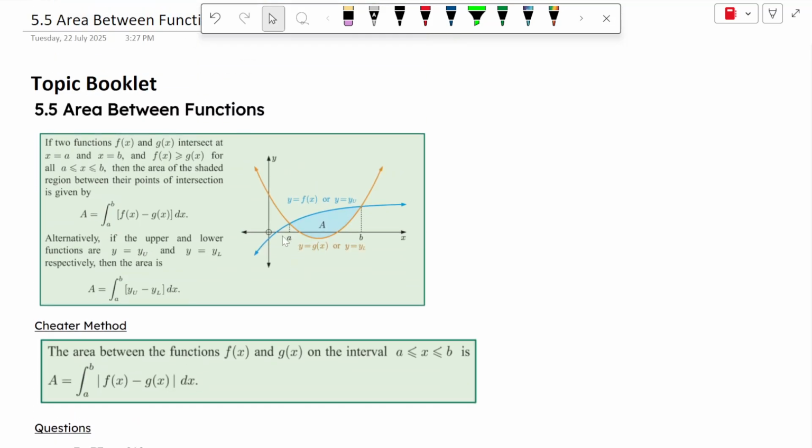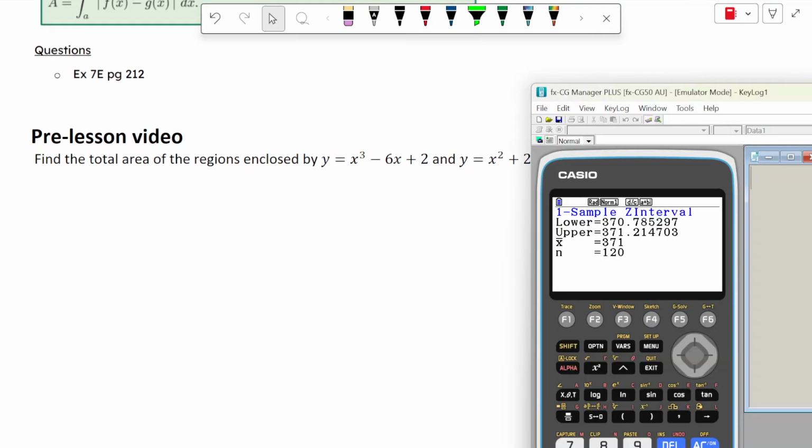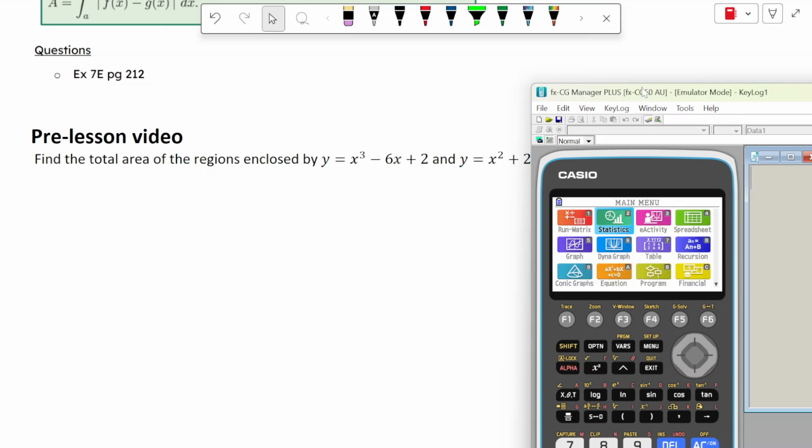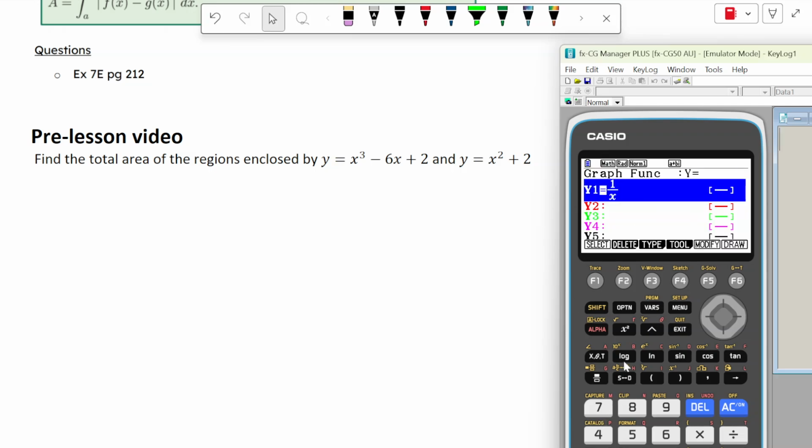In this video, we're looking at area between functions. It's a bit of a weird topic, but we'll have a look. So we're going to find the area between these functions how we would in methods. So we're going to graph both functions.